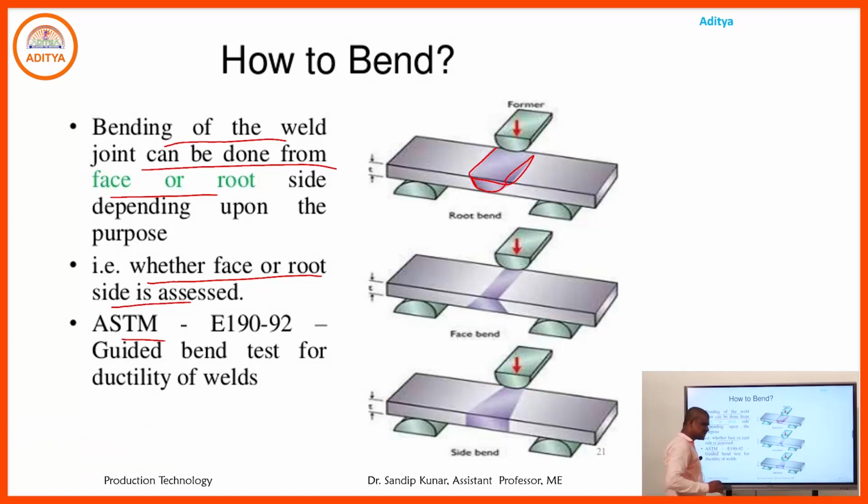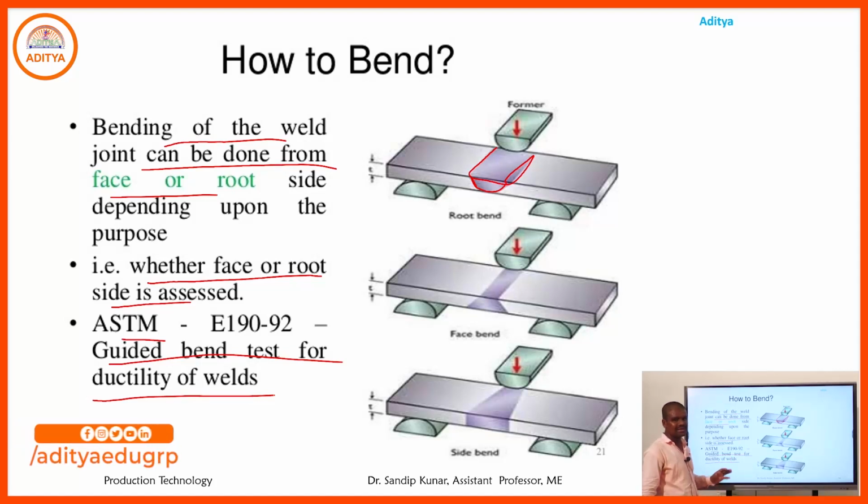ASTM means American Society for Testing and Materials. Sometimes they use a particular specific specimen, and using that data they decide up to what point the weld quality is very good. And in the guided bend test for ductility of the welds, using the bending test data, we decide whether the bend weld strength is good or bad.